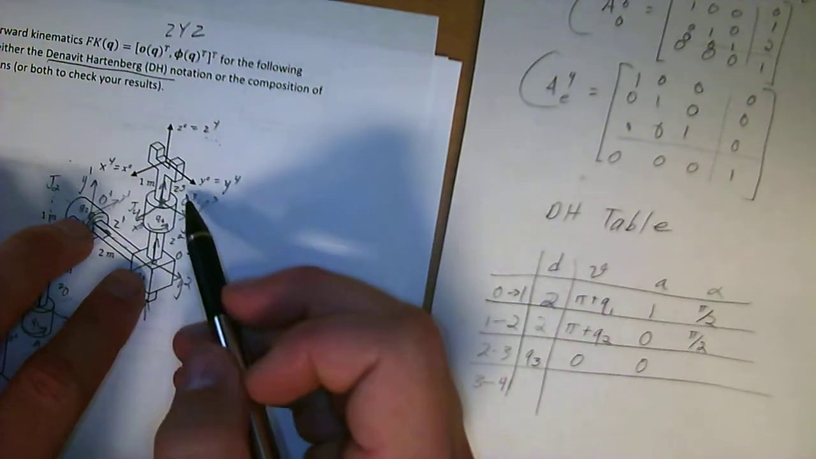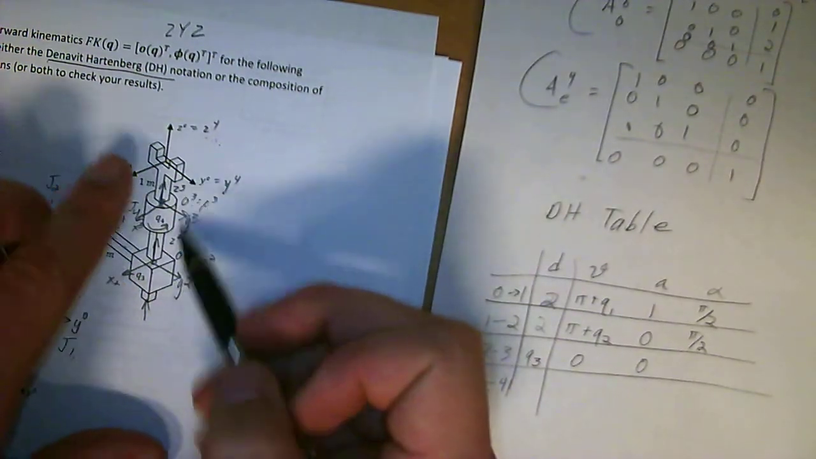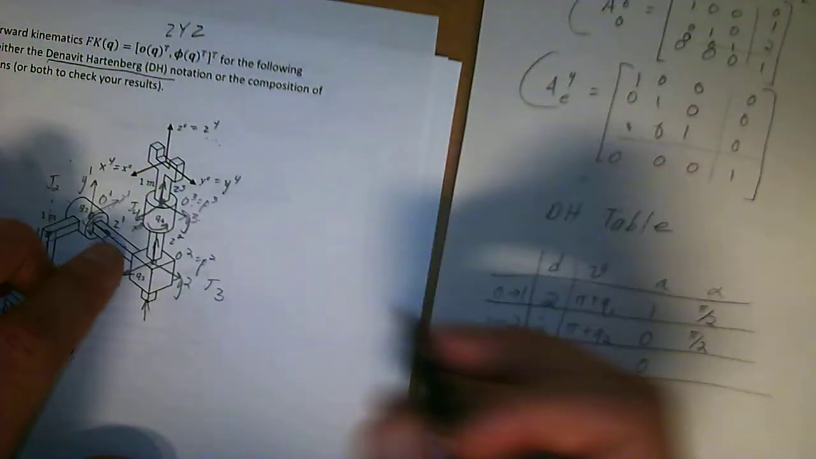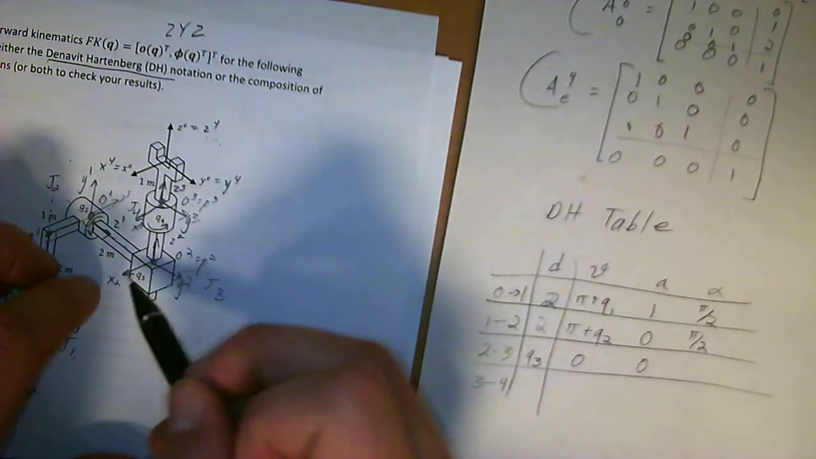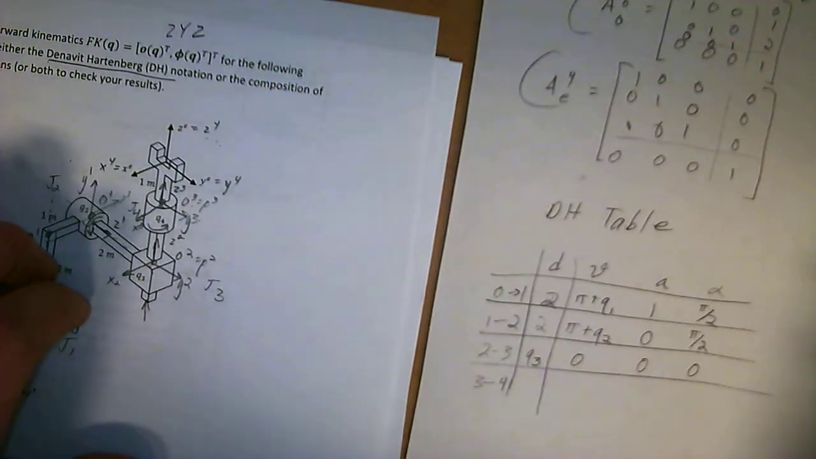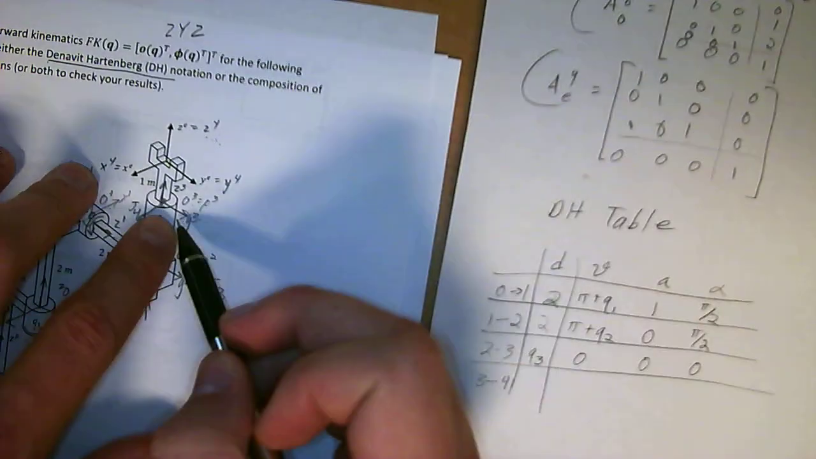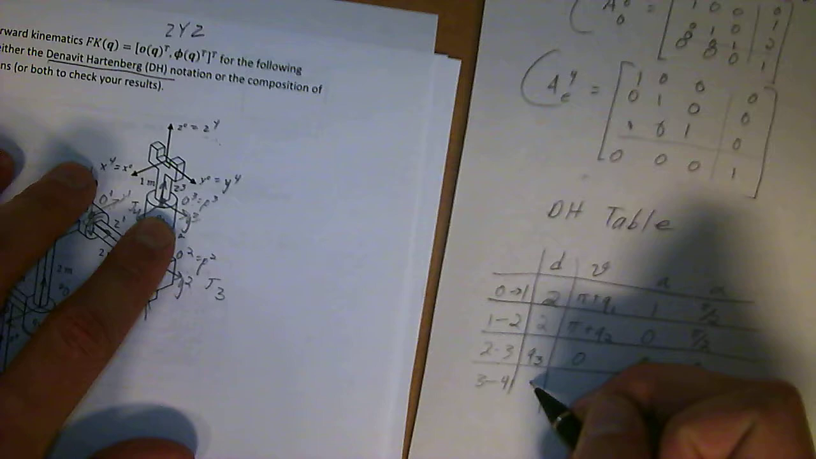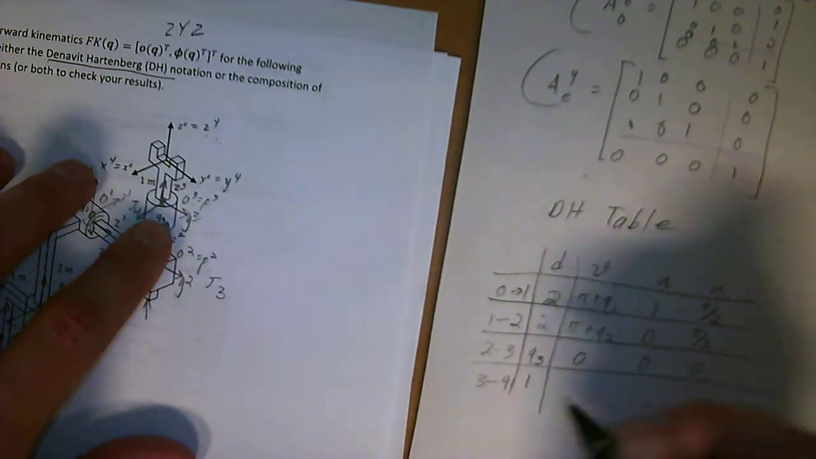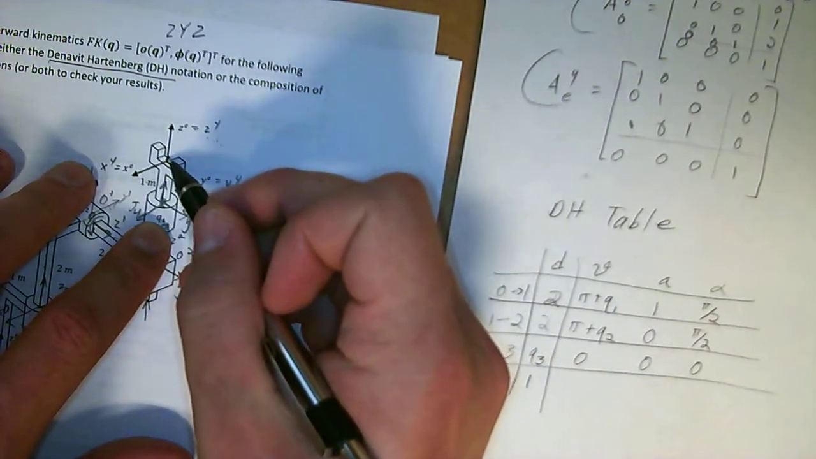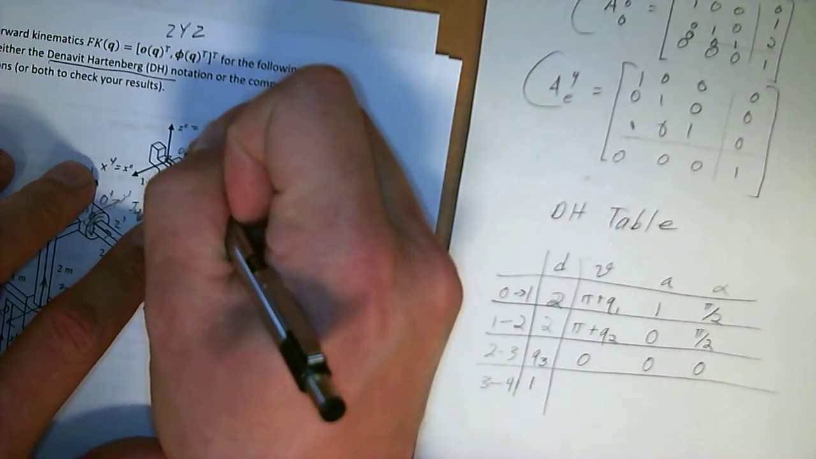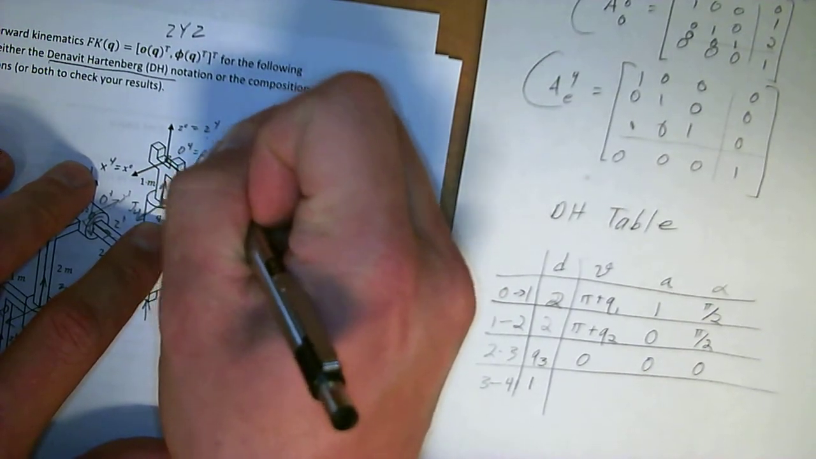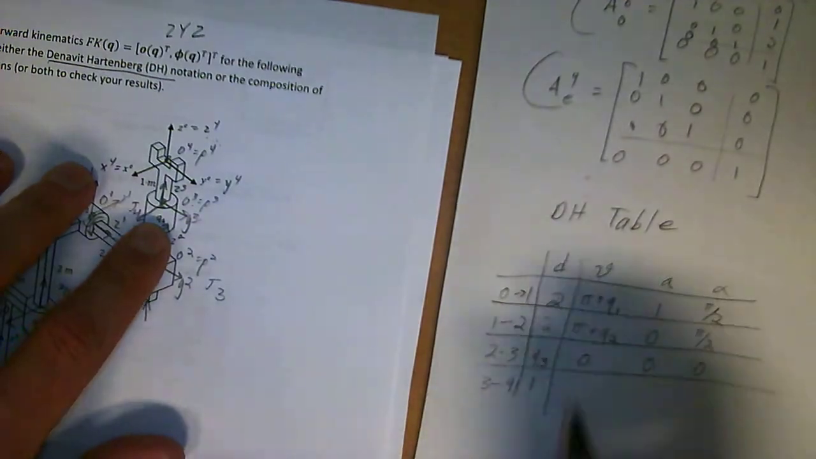And then theta, since the axes all line up, there's not going to be anything, so that's going to be 0. And then A, again, there's no distance between O3 and P3, so that's going to be 0. And then alpha, also, again, no rotation about x0 because the axes are exactly the same, or x2 or x3, that's going to be 0.